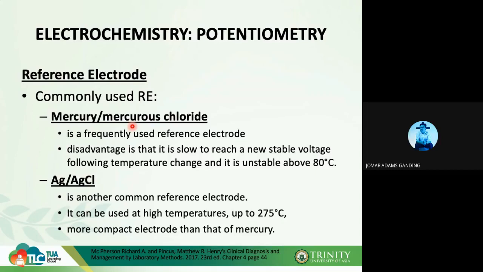Aside from that, not only do we have an issue when it comes to it changing to a new voltage, your mercury-mercurous chloride is also unstable at 80 degrees centigrade. Wala bang magtatanong sa akin? So, probably, you haven't done your advance reading. In Bishop, those who are using Bishop, this is the one written: it is unstable at 80 degrees centigrade. But when you go to Henry's, summarized na, because ang nakalagay kay Henry's is that greater than 60 degrees, hindi na kaya ni mercury-mercurous chloride. Let me just say it again: if it is higher than 60 degrees, mercury-mercurous chloride will already become unstable.